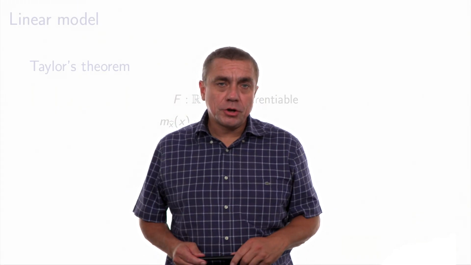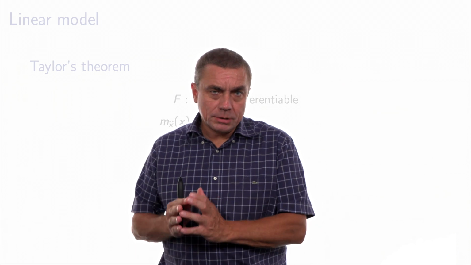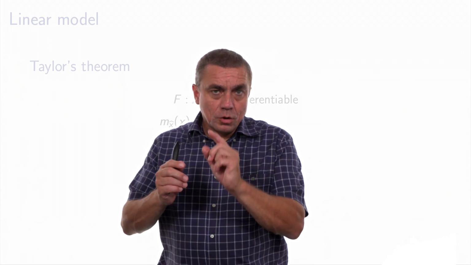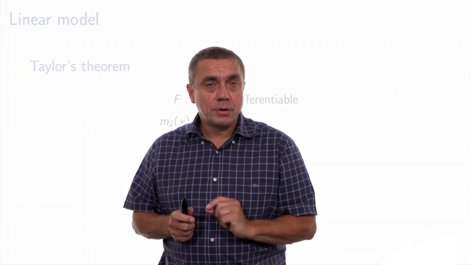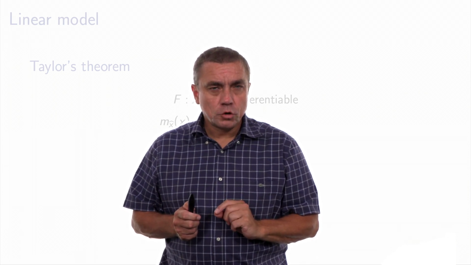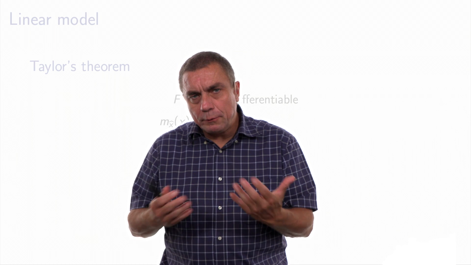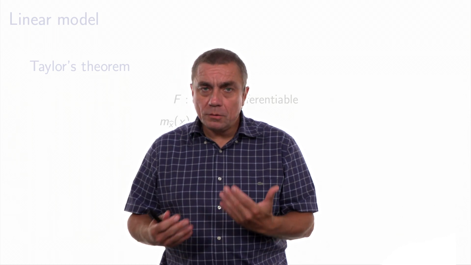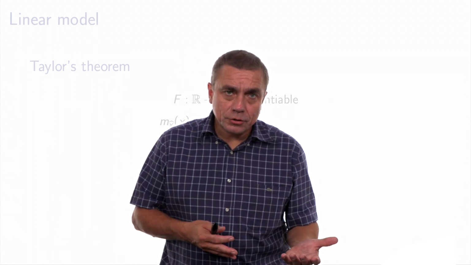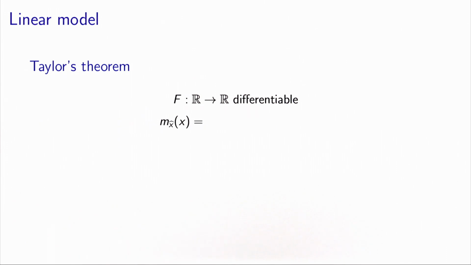So let's try to interpret this in terms of approximation of the function using Taylor's theorem. The idea of the tangent is that it is a good approximation of the function in the neighborhood of the point where we calculate it. So we call it a model. It's a simplification of the function that we can use instead of the function. And we use Taylor's theorem to develop this model.